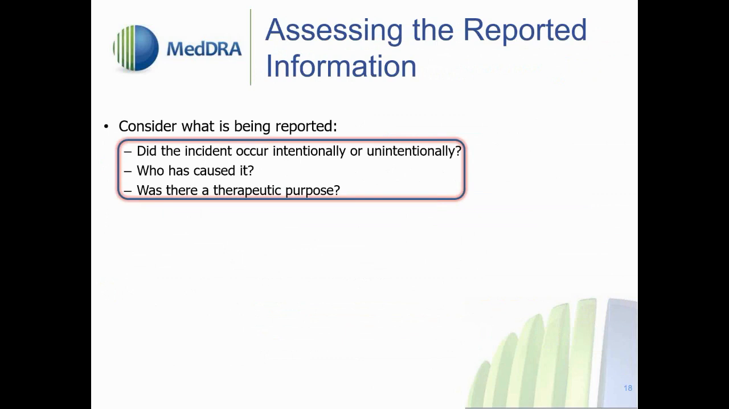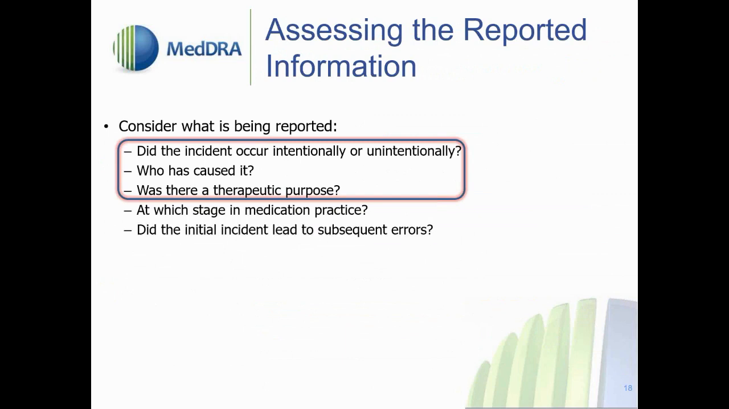Before searching for suitable terms for such coding scenarios, you should always first assess the reported information, the verbatim. First, check for the 3 basic criteria that I've shown earlier for the classification. Did the incident occur intentionally or unintentionally? Who has caused it? Who has triggered it? And was it for a therapeutic purpose, in the context of therapeutic use? Then check at which stage the error occurred, whether this information is available, and whether it led to subsequent errors and even harm in the patient.